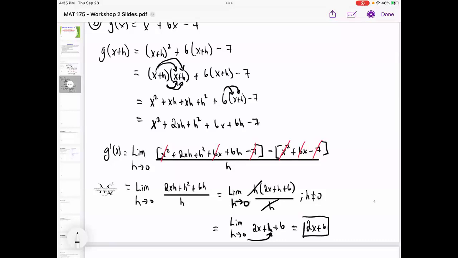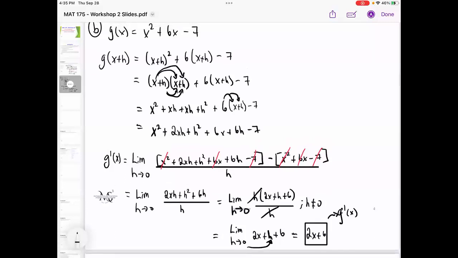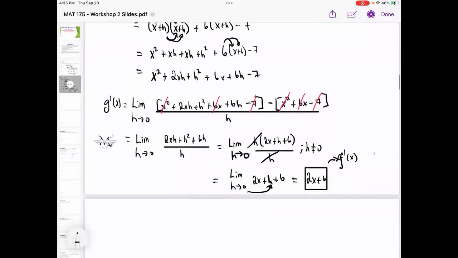So now you'll see that when your function is no longer a linear function, your derivative, in this case g prime of x, is actually a function. You have 2x plus 6. Any questions here with part B? Can I show you part C now? Okay, part C.